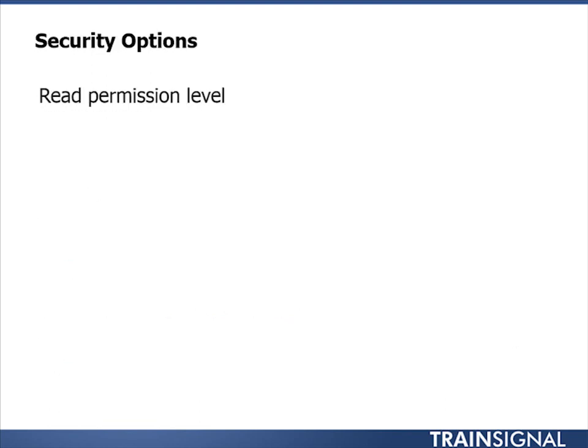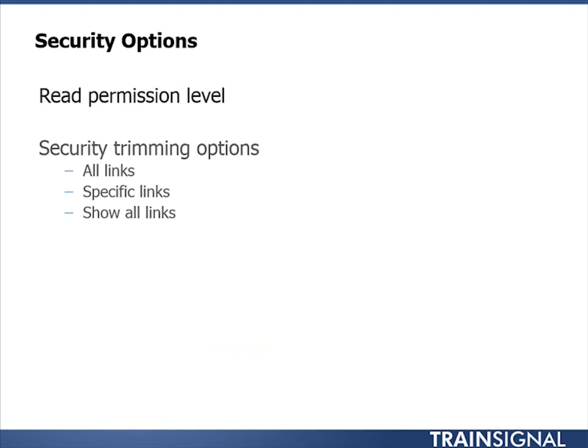In addition, we're going to get asked about a couple of different security options that will be able to determine the read permission level, or basically who's going to have read access to your My Sites by default. We'll also be able to set up our security trimming, whether or not we want to security trim all links, whether or not we want to security trim specific links, or if we just want to show everything, and then if a user hits a link they don't have permissions to, then they're going to wind up simply getting an error message at that point. Generally speaking, you want to enable security trimming on all links.